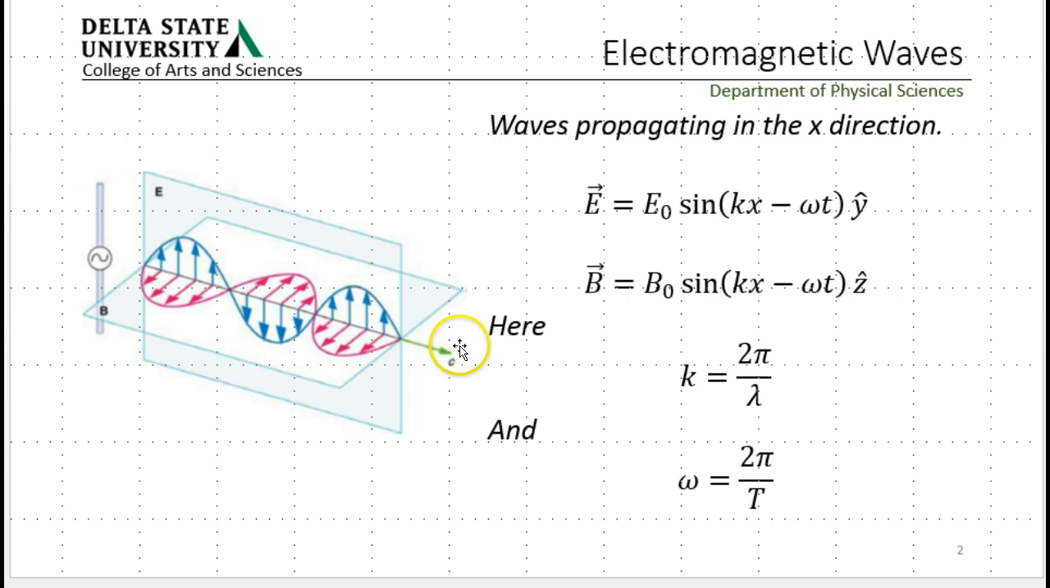We also have this axis, which is the x direction, which makes this the y, and this the z. So we've got x, y, and z. If you look at this, we've got waves propagating in the x direction. So the E field is sine of kx minus omega t. B field goes as sine of kx minus omega t. k is 2 pi over lambda. And omega I'm going to write as 2 pi over T. It is also 2 pi f, but the 2 pi over T makes these two equations more symmetric.